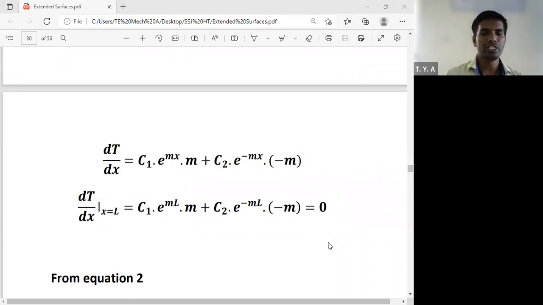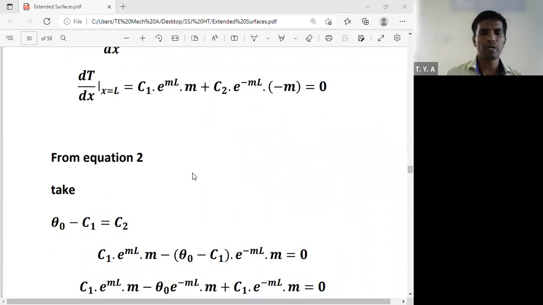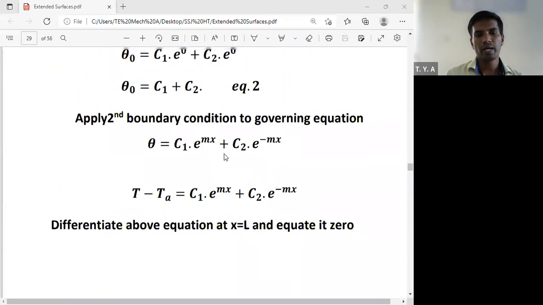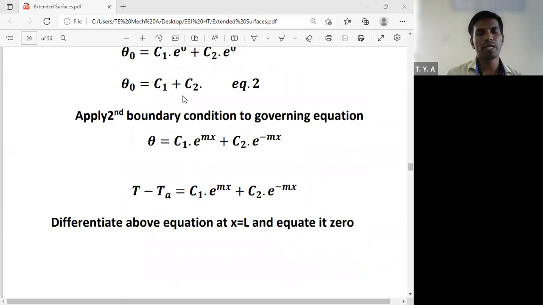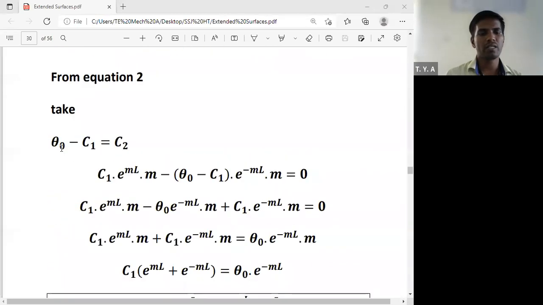Now, from equation 2, look: theta 0 is equal to C1 plus C2. From that equation, how do we write the value of C2? C2 is nothing but theta 0 minus C1. Do you understand? What is equation 2? Theta 0 is equal to C1 plus C2. So what is the value of C2? C2 is nothing but theta 0 minus C1.